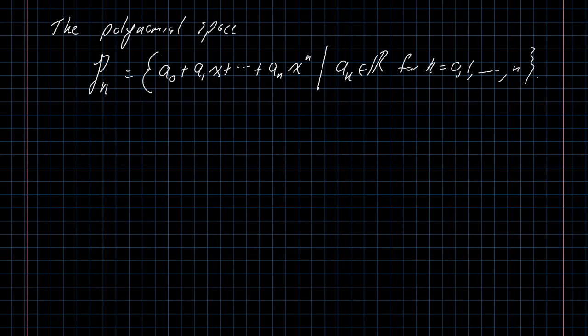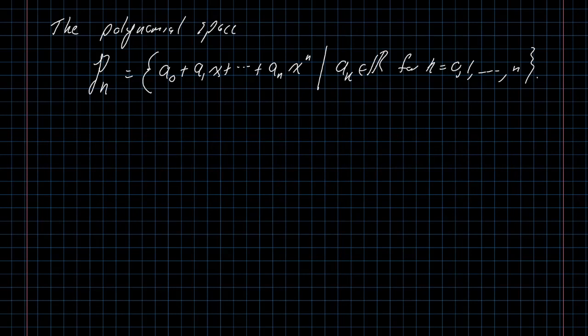The polynomial vector space is denoted as P sub n, and it's the set a naught plus a1 x plus a2 x squared plus a3 x cubed. You keep going until you get to an x to the n, where all of those coefficients, a naught, a1, a2, all the way down to an, are real numbers.